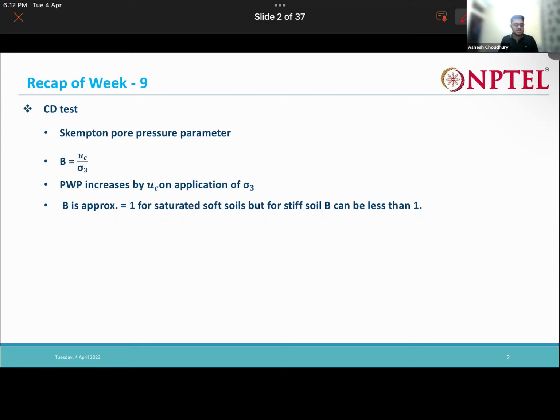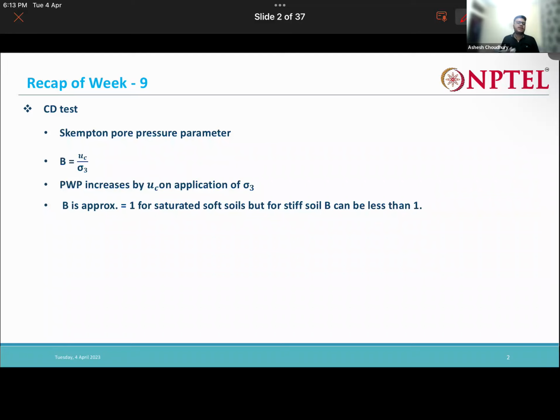As you can see, B is nothing but the ratio between the pore pressure developed due to the application of my all-round stress, divided by sigma 3, which is my all-round stress. This is the cell pressure that we are applying in the first stage. If that ratio is approximately equal to 1, although in real life we do not get exactly 1, if it is around 0.95, we say that the soil is completely saturated.